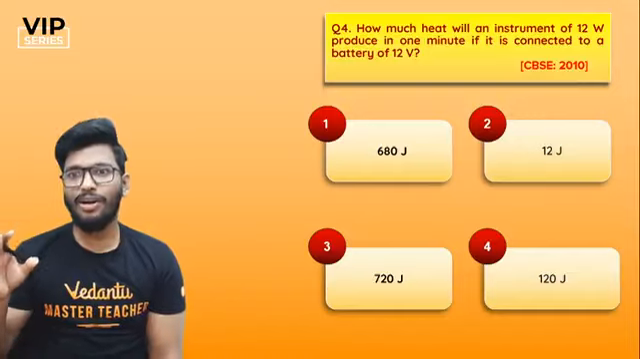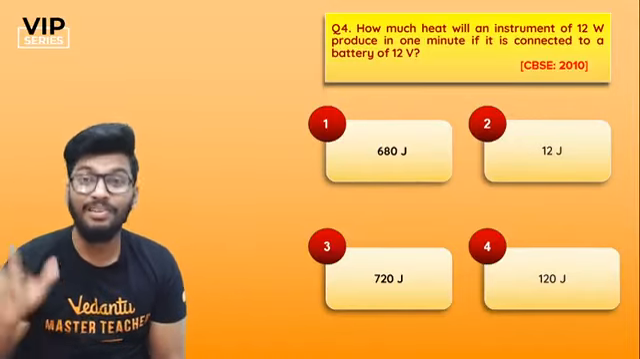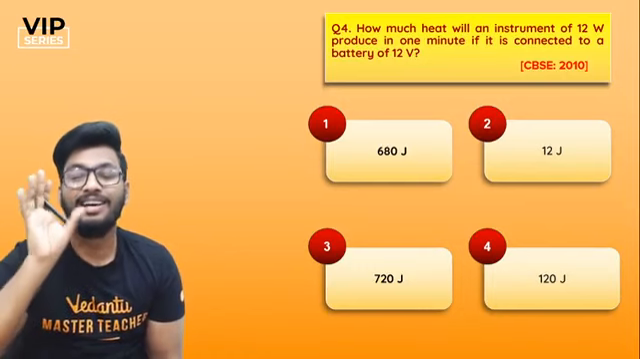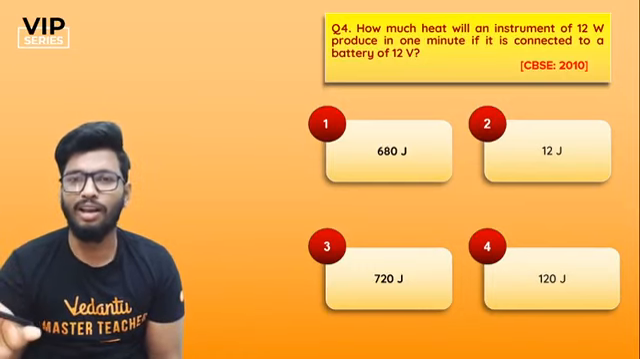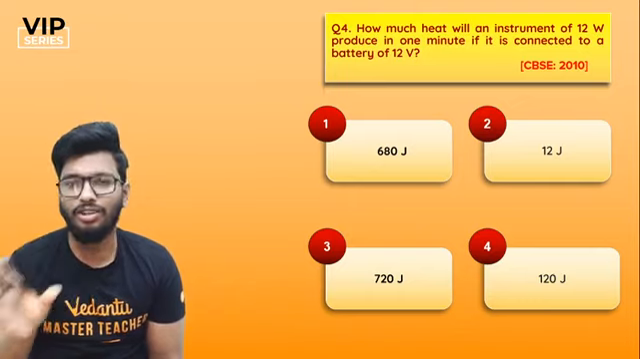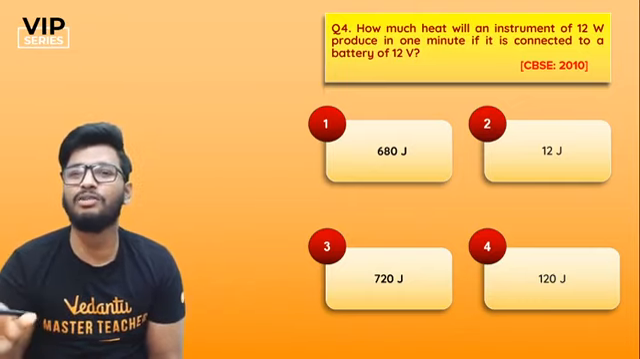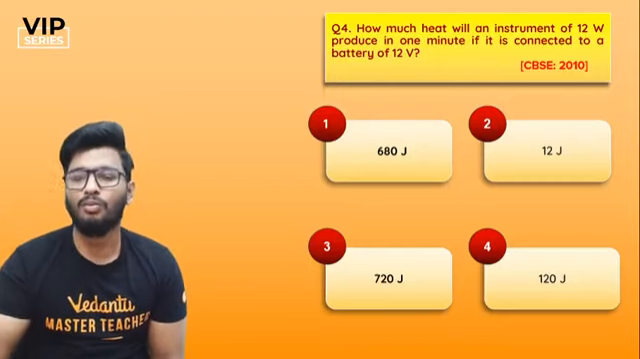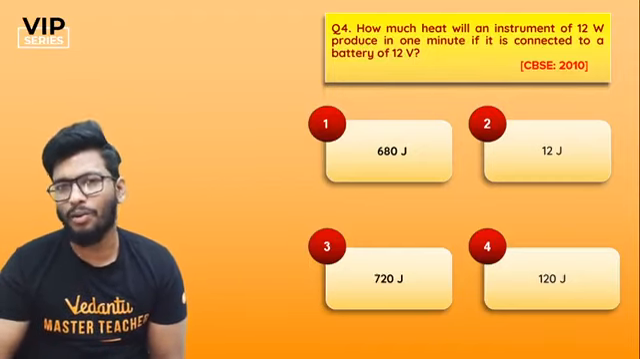Moving on, people. The fourth question, taken from the 2010 board exam. It's a very simple one. Trust me, it's like a two-step answer. This one is: how much heat will an instrument of 12 watts produce in 1 minute if it's connected to a battery of 12 volts? Options: 680 joules, 12 joules, 720 joules, or 120 joules.